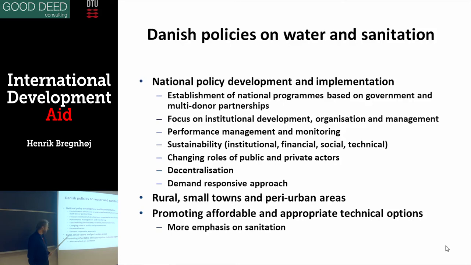Then there's focus on the rural areas, the small towns and the peri-urban areas. Generally, they don't go into big cities' water supply and sanitation. They want to focus on the rural and peri-urban areas. Some years ago this changed, as more people are living in urban areas, so they're putting more emphasis on the peri-urban areas, but still a lot on the rural. And then promotion of affordable, appropriate technical options, and they want to put more emphasis on sanitation. That's because in the first years since the 60s, a lot of focus was on water supply, and they found out that sanitation was lagging behind, as I also showed in another presentation on the first day here.